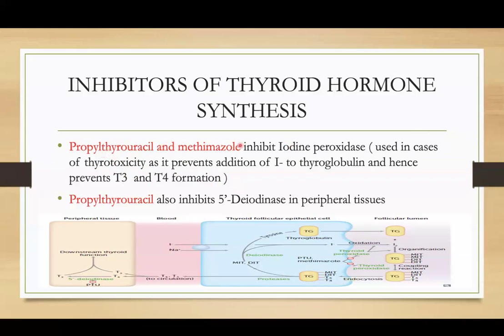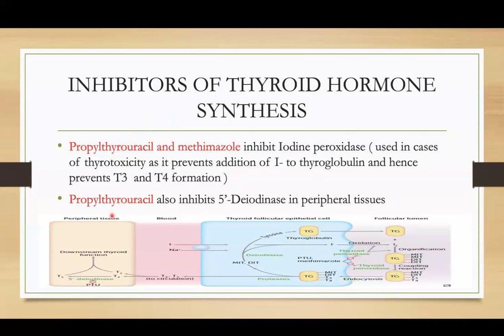Propylthiouracil and methimazole. People also abbreviate propylthiouracil to PTU, so you must remember that. These two drugs inhibit iodine peroxidase, which is obviously one of the most important enzymes. It's used in 3 steps here, here, and then in coupling as well. So basically, if you stop it, you can't form the thyroid hormones.